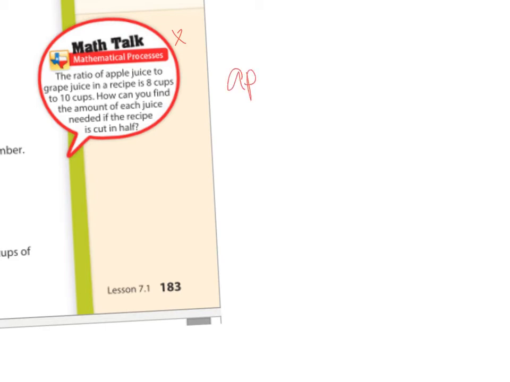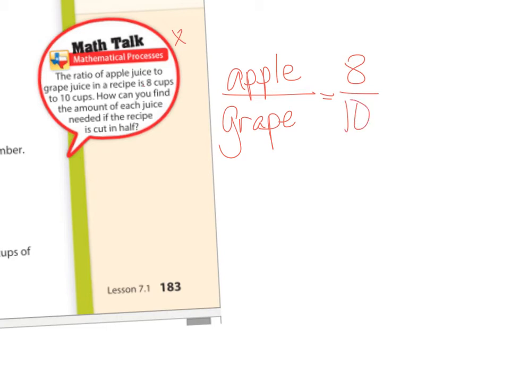Apple juice, we'll just write apple juice, apple to grape is 8 cups to 10 cups. Okay? Notice that apple is first and 8 is first. Okay? And then grape juice is second and 10 is second. That means they belong together. Okay, so the apple belongs to 8, grape belongs to 10, and it's saying, what if it was cut in half?